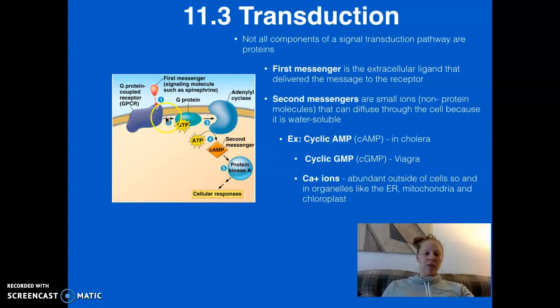If we look here, we can see that these second messengers are doing the same thing as these relay proteins. The ATP is going to be converted into cyclic AMP. The adenylyl cyclase is going to chop off two of those phosphates and turn it into cyclic AMP, which can then elicit a response in the cell.